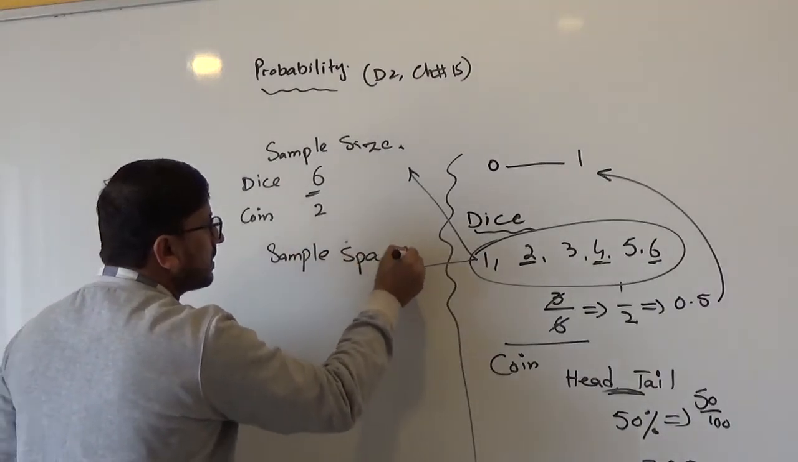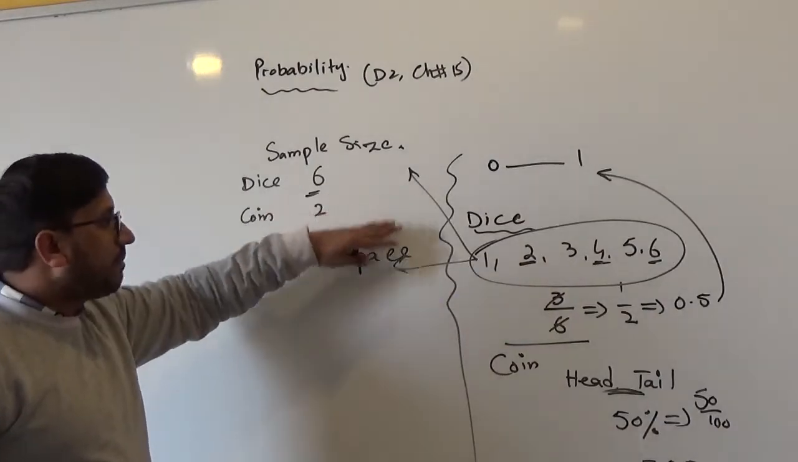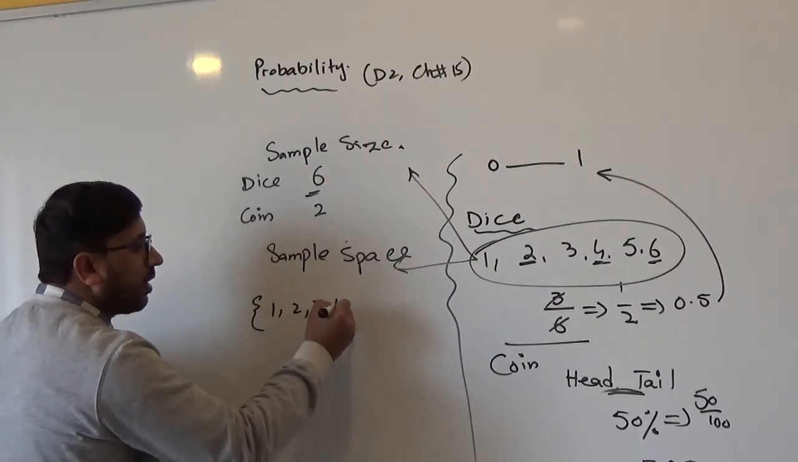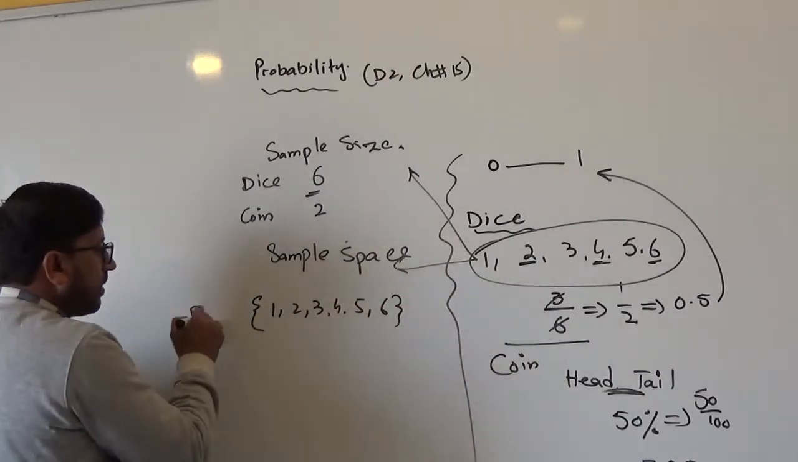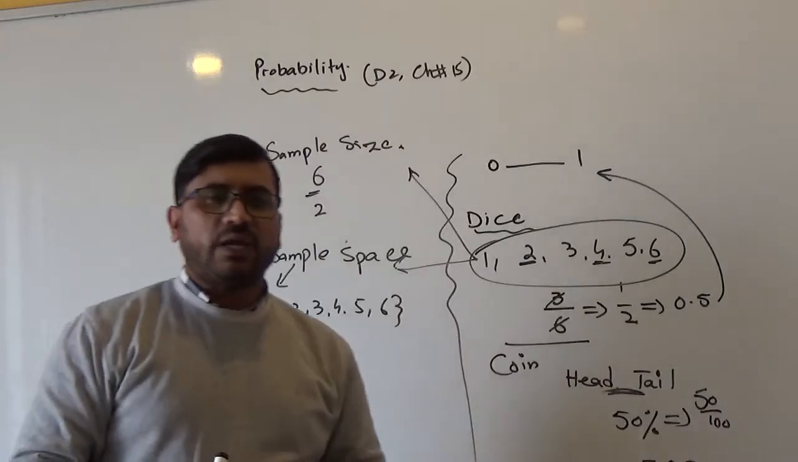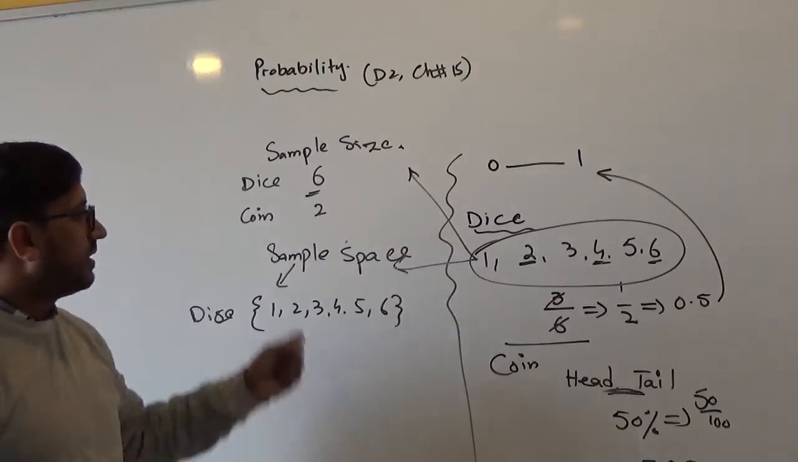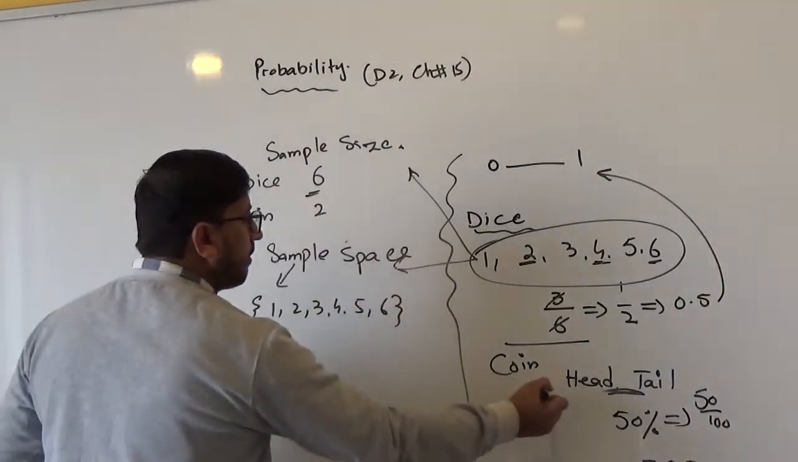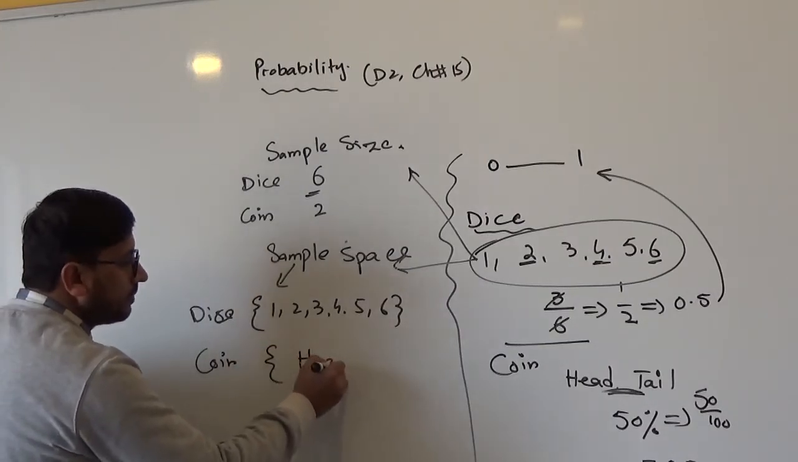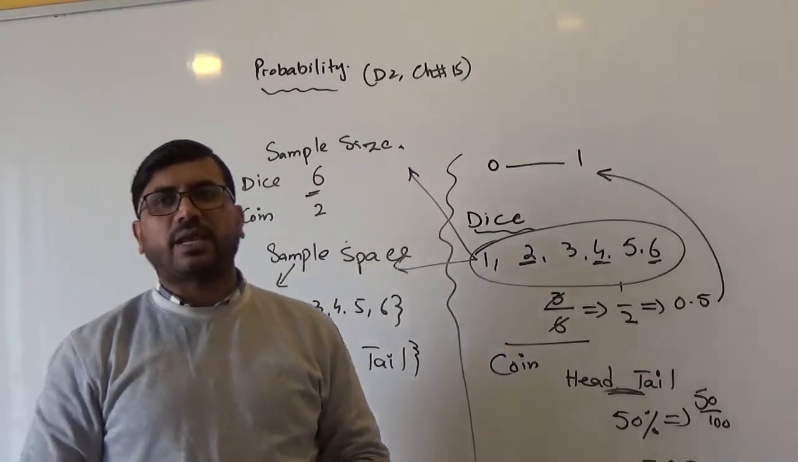Sample space means, in sample size you just need to mention the quantity, but in sample space we have to write all those numbers. What is the sample space for the dice? It will be 1, 2, 3, 4, 5 and 6. All these possible options are there. If we enclose all possible options, all possible chances, within brackets, that is called the sample space. Similarly, what is the sample space of a coin? The sample space for the coin is head or tail. That is the difference between sample size and sample space.